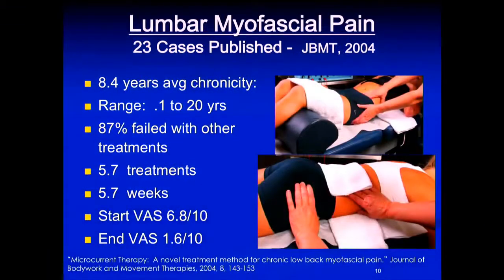So the lumbar cases were, I got lucky. There were 23 cases that were published in 2004, more chronic, 8 years, 87% had failed with other treatments, and these were more representative of what we do in actual simple low back or muscle pain. 6 visits in 6 weeks, from an average of about 7 down to about a 1.5.